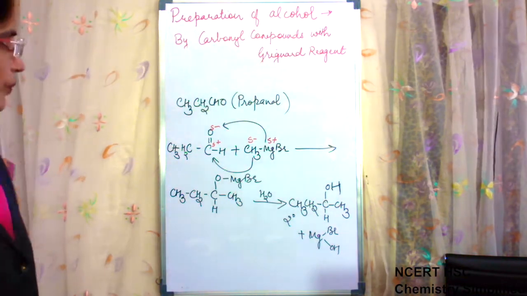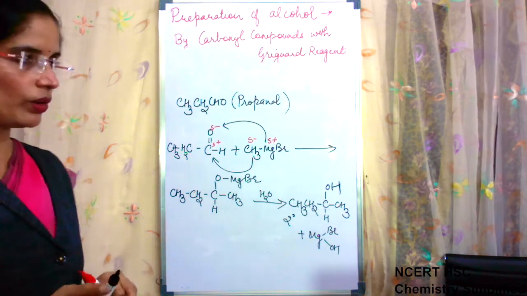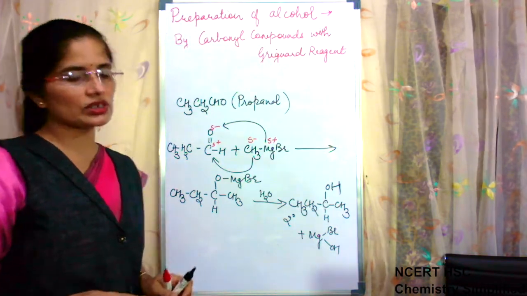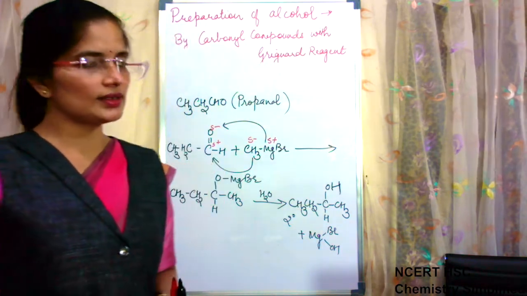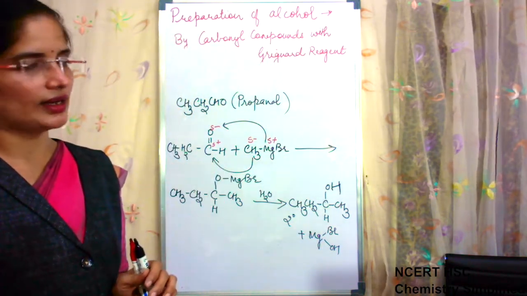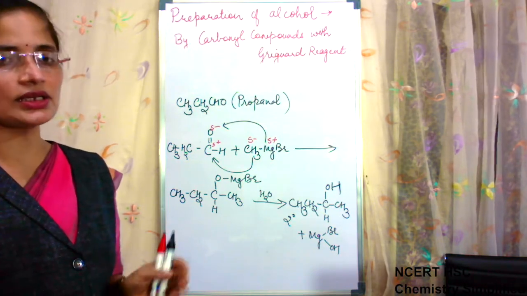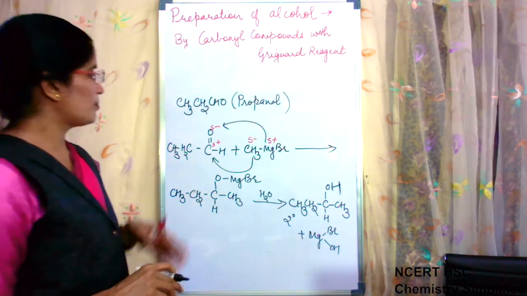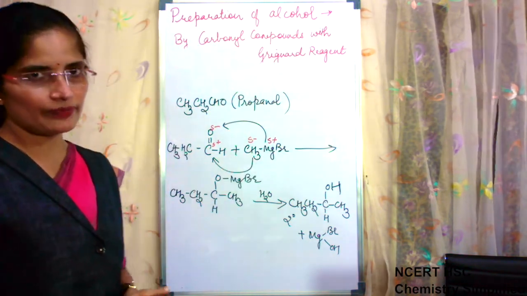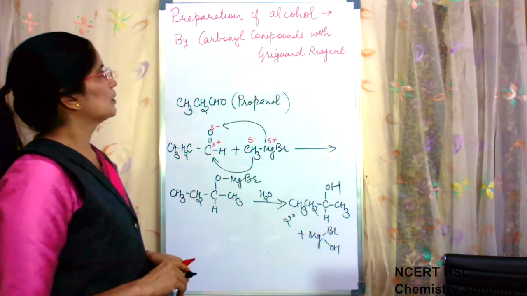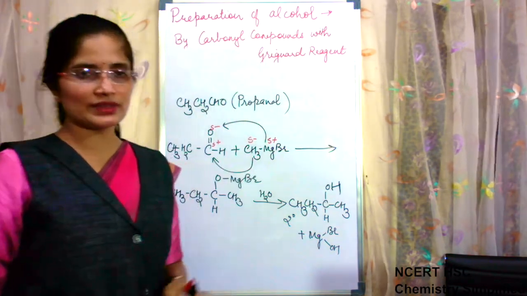So if formaldehyde is used, we are going to get 1 degree alcohol. If ketone is used, we are going to get 3 degree alcohol. Other than this, if any other aldehyde is used, then the product we are going to get is 2 degree alcohol. Maybe ethanal, maybe propanal, maybe butanal. So this is one of the preparation methods of alcohol by carbonyl compounds with Grignard reagent.